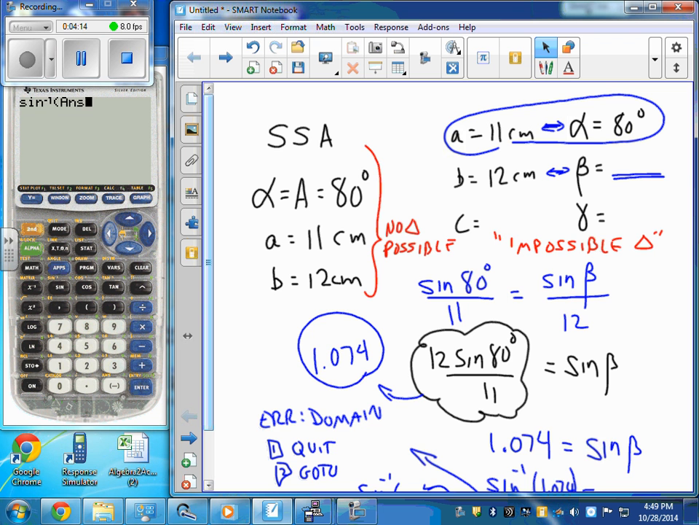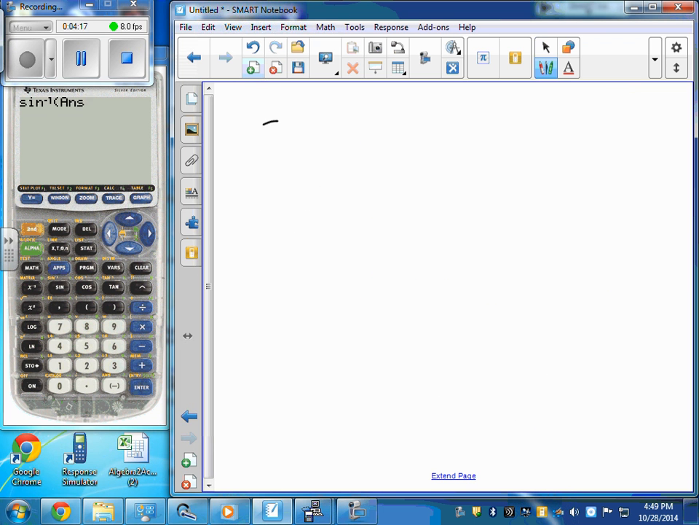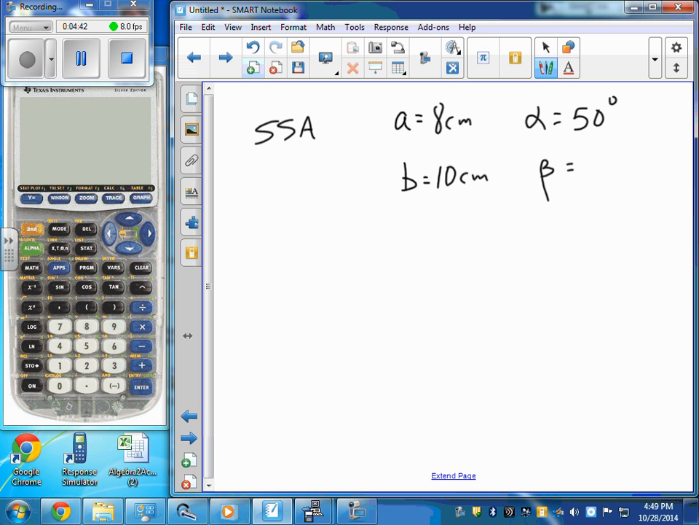Okay, now for my second example, I'm still going to have side-side-angle, and I'm still going to have alpha given. This time it's going to be 50 degrees. Side A is still given, and this one is 8 centimeters. Once again, I'll give side B. This time it will be 10 centimeters, and our task is to find the remaining parts. So we have B, side C, and gamma.